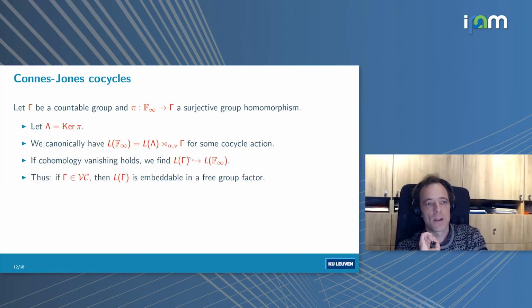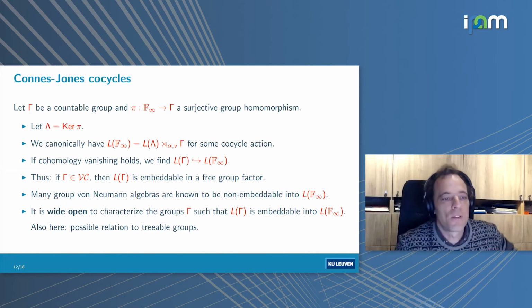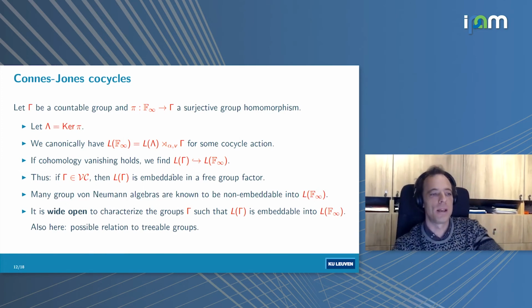Now, if gamma satisfies cohomology vanishing, it means that this lift can be chosen. Of course, it need not be chosen on the group level, but it can be chosen on the II_1 factor level. And so if gamma satisfies cohomology vanishing, then its group von Neumann algebra must embed into L of F infinity because of this Connes cocycle. So kind of neatly, if a group satisfies cohomology vanishing, its group von Neumann algebra can be realized as a subfactor of a free group factor. And so, of course, then again, you start feeling that there might be a link to treeability and trees.